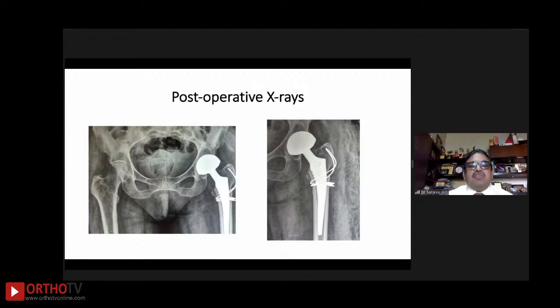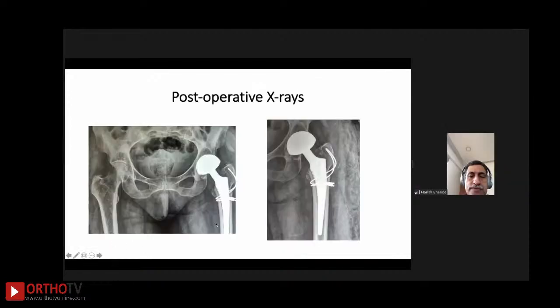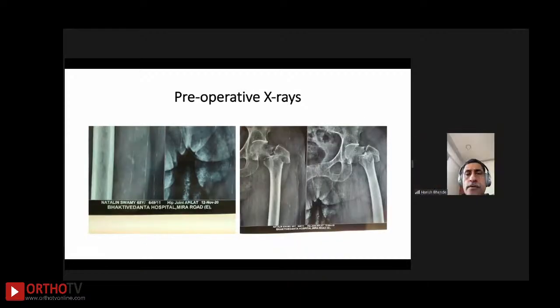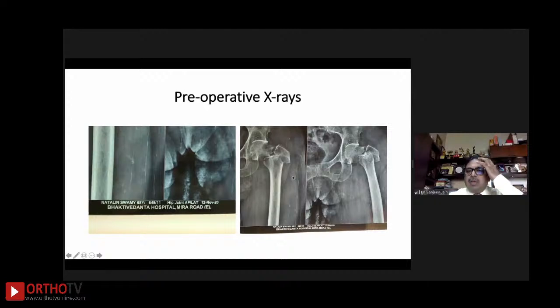Any discussion on this, Harish, if you would like to have it, or Dr. Dave? Can you go back to the pre-op X-ray? Yes. Okay. So how did you approach the fracture? What approach did you take? I did a posterior approach. Definitely it was very easy for me to go from the backside and basically take out the whole head from the posterior side.